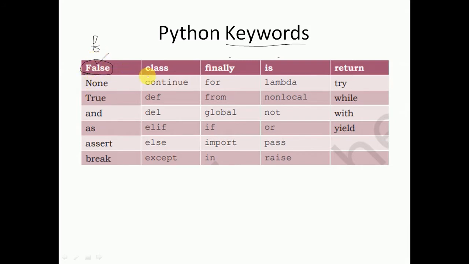For class, which starts with small letter c, this cannot be represented by capital C, so we need to start with small c only. For None, if we replace it with small n o n e, then it cannot be a keyword. So we need to write all the keywords exactly as they are written over here. We cannot change lower case to upper case or upper case to lower case.